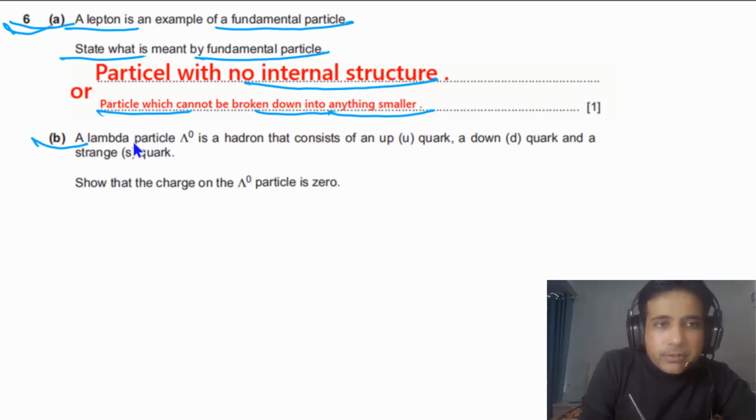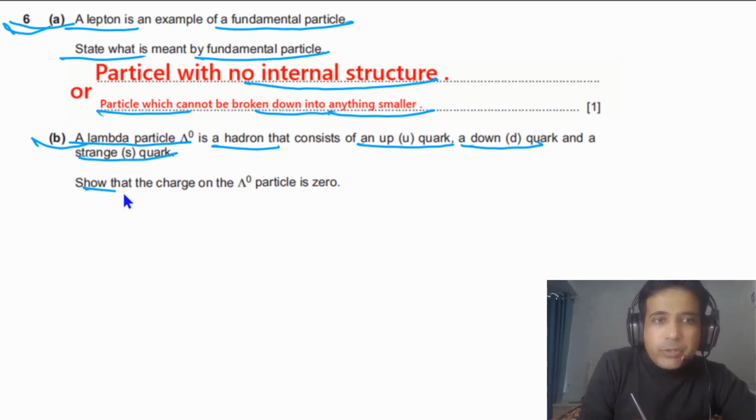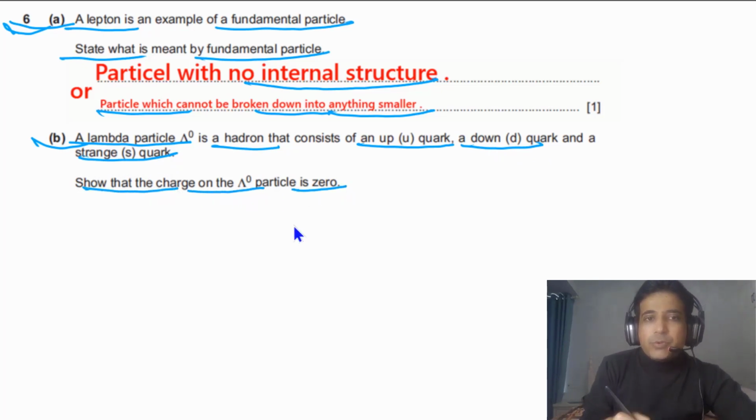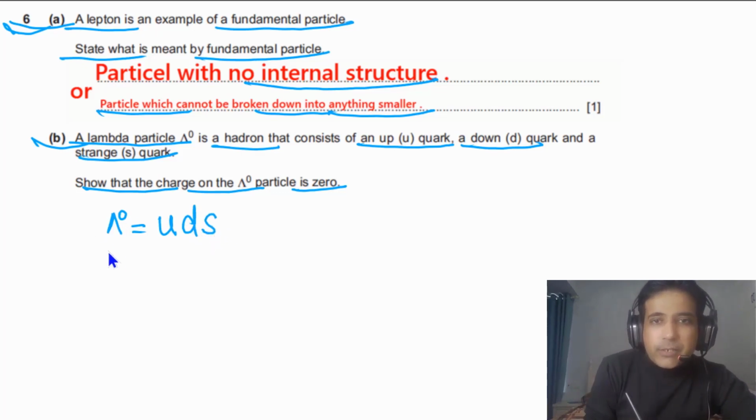For part B, it is given to us that a lambda particle is a hadron that consists of an up quark, a down quark, and a strange quark. We need to show that the charge on the lambda particle is 0. In this case, the composition of the particle is given. This particle has one up quark, one down quark, and one strange quark. We need to find out that the total charge on this particle is equal to 0.